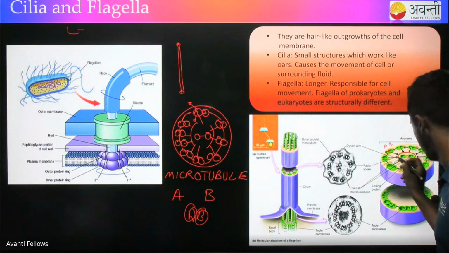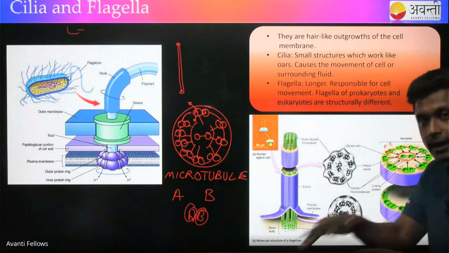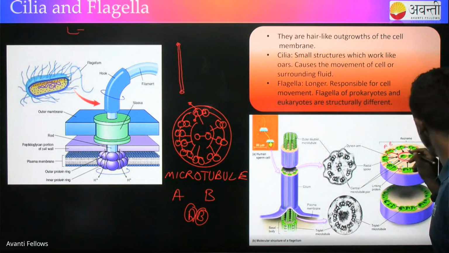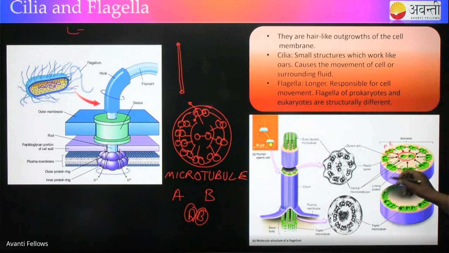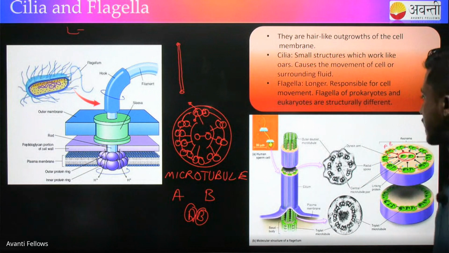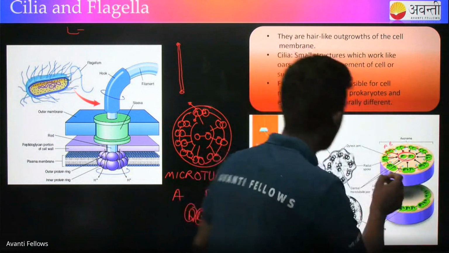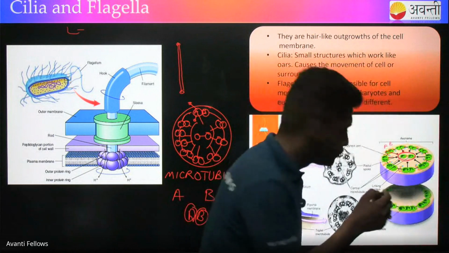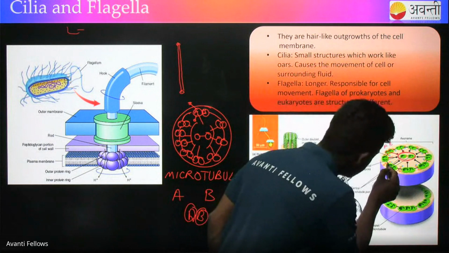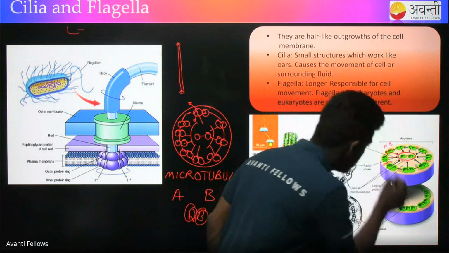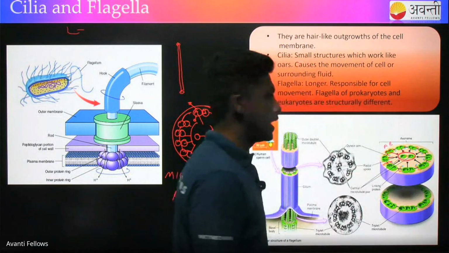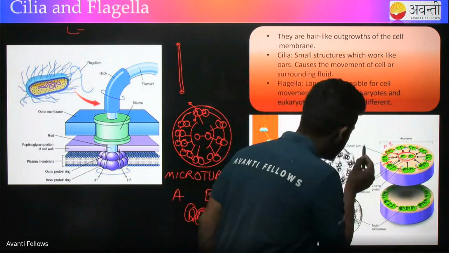So you can see here, they're extending or projecting towards the center, especially towards the central sheath. So this is called a radial spoke. Now, a very important thing we have to remember here is, if you see the microtubules on one of the rings, you can see that there are some extensions. These extensions are called dynein arms.